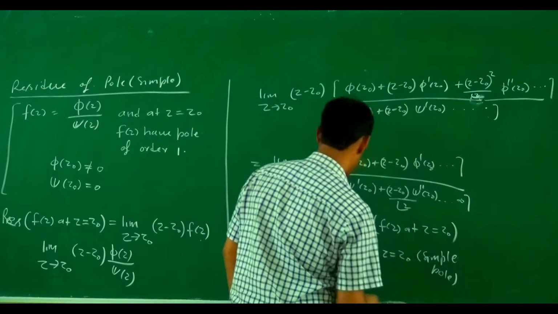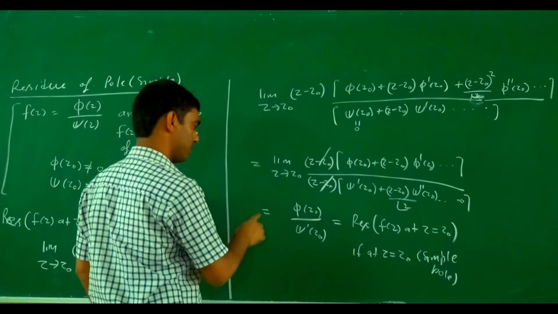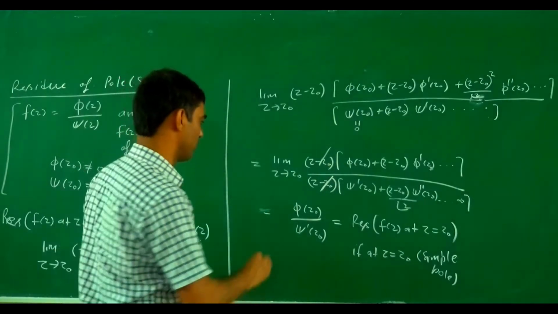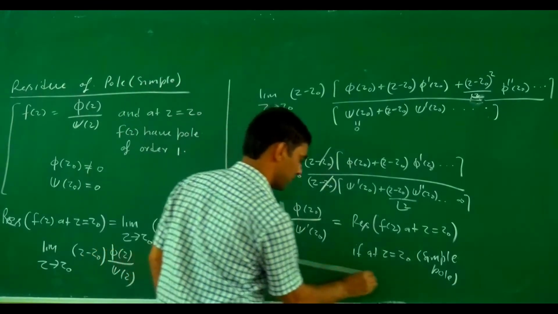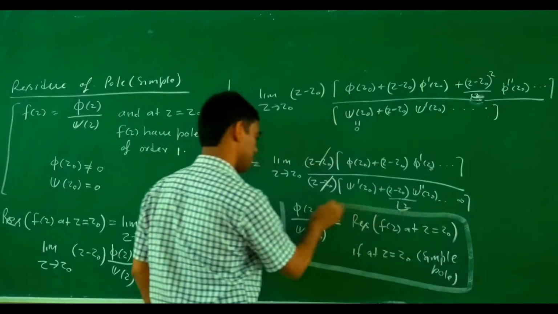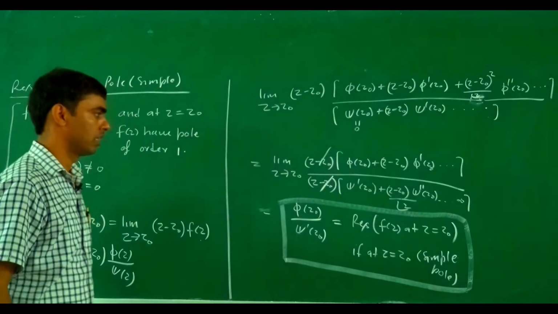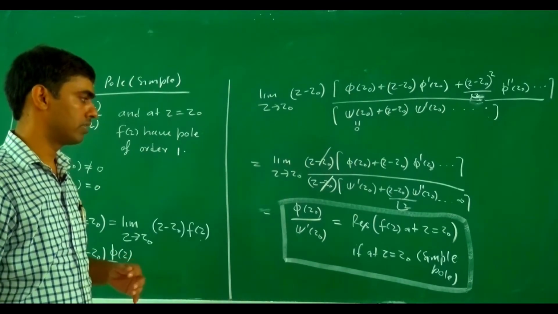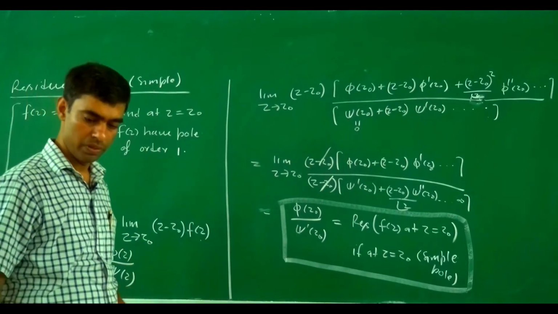Simple pole. So this one is a formula. This may be treated as a formula to find out the residue of f(z) at z = z0 if z = z0 is a simple pole.